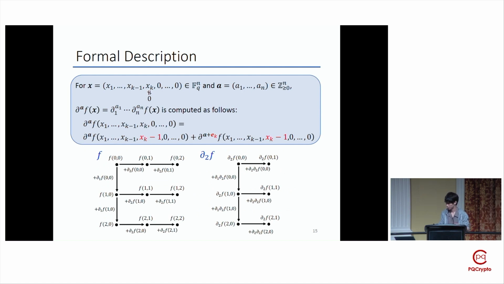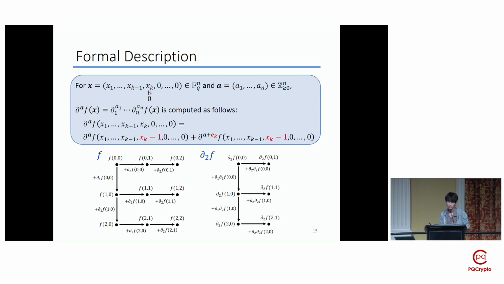And this is a more formal description. For any n-dimensional vector x over F_q with this form, x_k is a non-zero element and the last n minus k elements are zeros, and an n-dimensional vector A over non-negative integers representing the degree of derivatives, the derivative ∂_A f, defined like this as ∂_1^{A_1} to ∂_n^{A_n}, of the output of ∂_A f for this x is computed in the proposed algorithm like this: ∂_A f(x_1 to x_{k-1}, x_k minus 1, 0 to 0) plus ∂_{A+e_k} f(x_1 to x_{k-1}, x_k minus 1, 0 to 0).